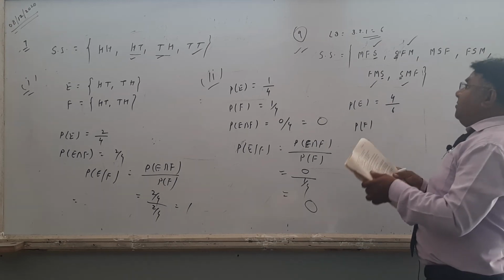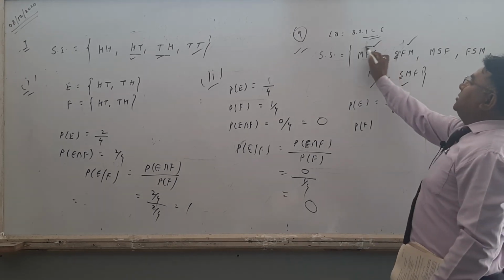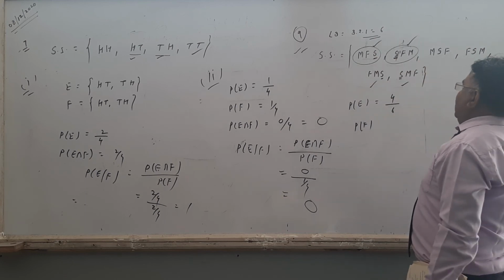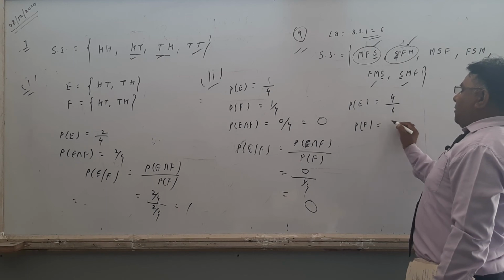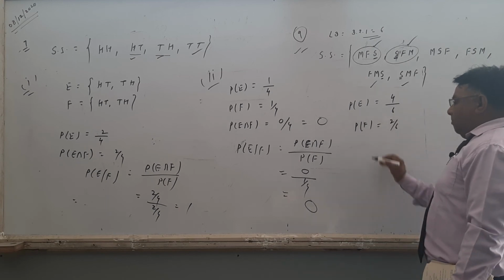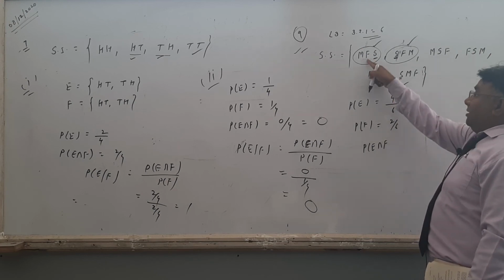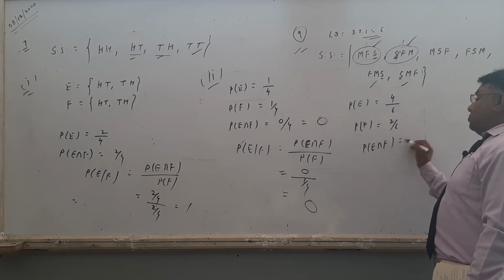And now father in the middle. This is father in the middle, and this is father in the middle. Only two cases, so favorable is 2, total is 6. Now the intersection is also the same: in the father-in-middle cases the son is also on one end. That is 2 by 6.